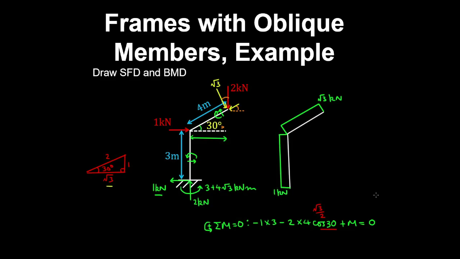And now we'll draw in our bending moment diagram. So the bending moment in the beam is √3 by the moment arm, or 4√3, and varies linearly along that beam.